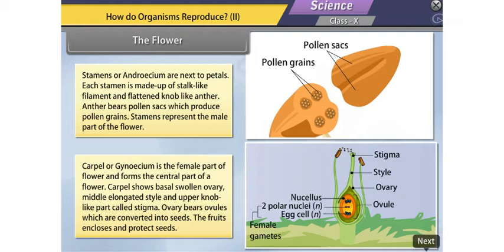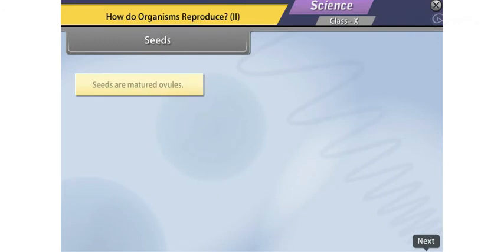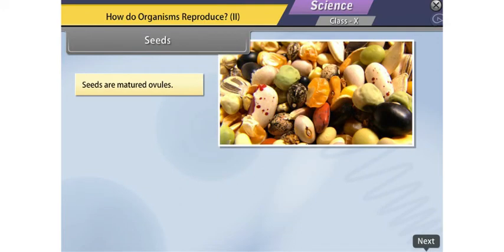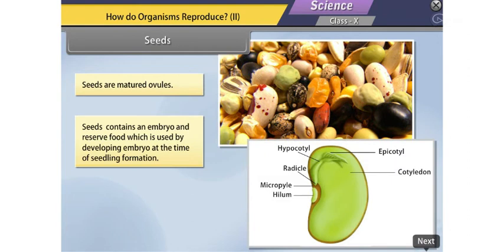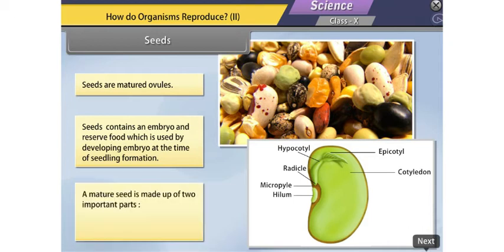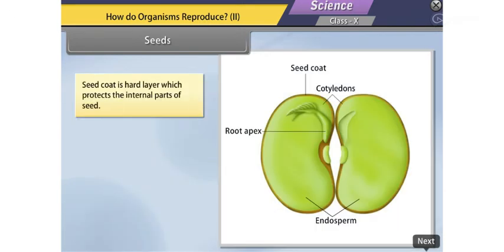Seeds. Seeds are matured ovules. Seeds contain an embryo and reserve food which is used by developing embryo at the time of seedling formation. A mature seed is made up of two important parts: seed coat and embryo. Seed coat is hard layer which protects the internal parts of seed.